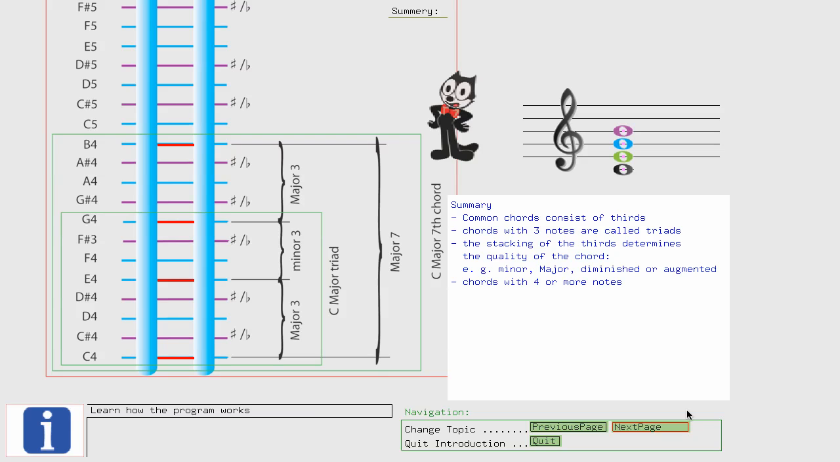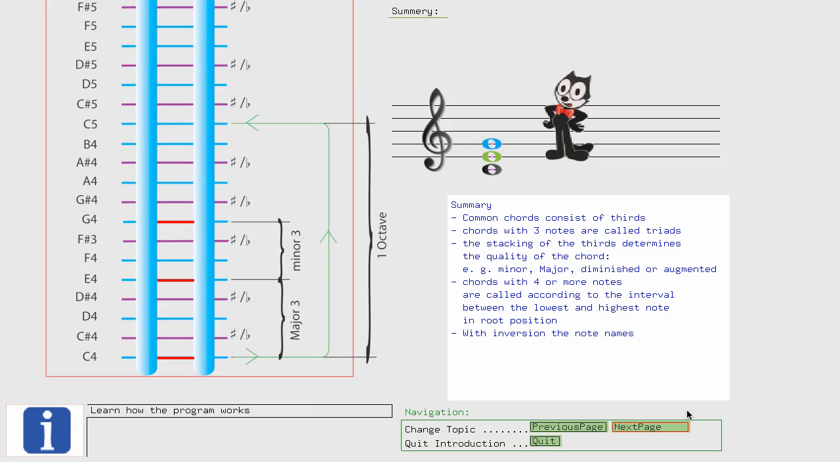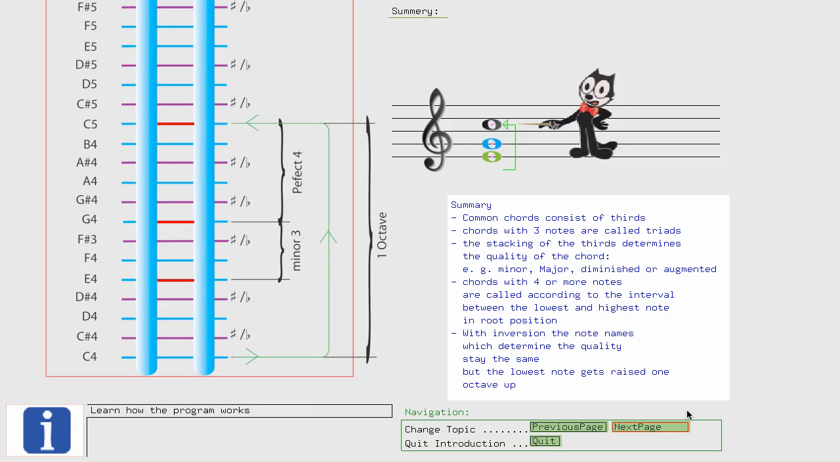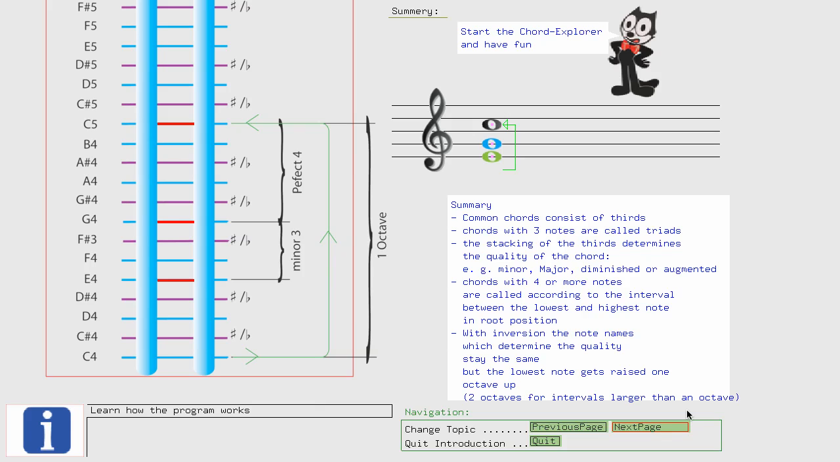Chords with 4 or more notes are called according to the interval between the lowest and highest note in root position. With inversion, the note names, which determine the quality, stay the same, but the lowest note gets raised 1 octave up. Start the Chord Explorer and have fun.